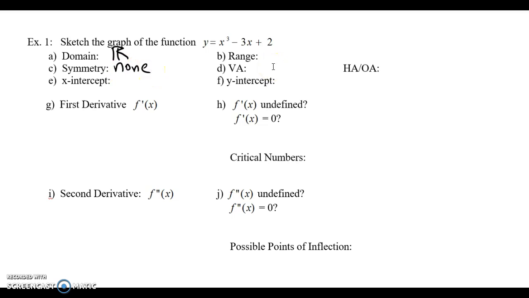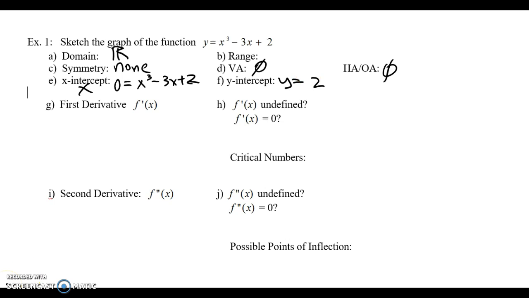It's just a polynomial. There are no denominators, it's not a rational function, so we'll have no VA and no HA or obliques. To find the x-intercept, you're going to put 0 in for the y. Trying to factor this cubic is not easy, so we're not going to do x-intercepts. But you can plug in for the y-intercept. Put 0 in for your x terms, and if I put 0 in for each of those, I'll get 2.